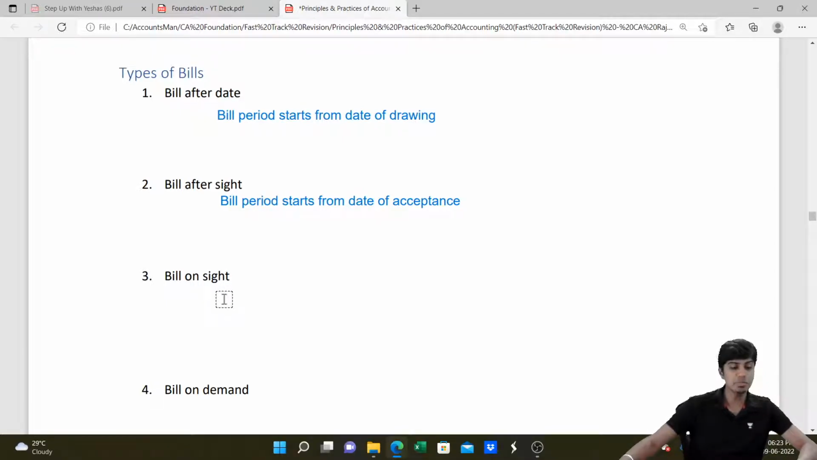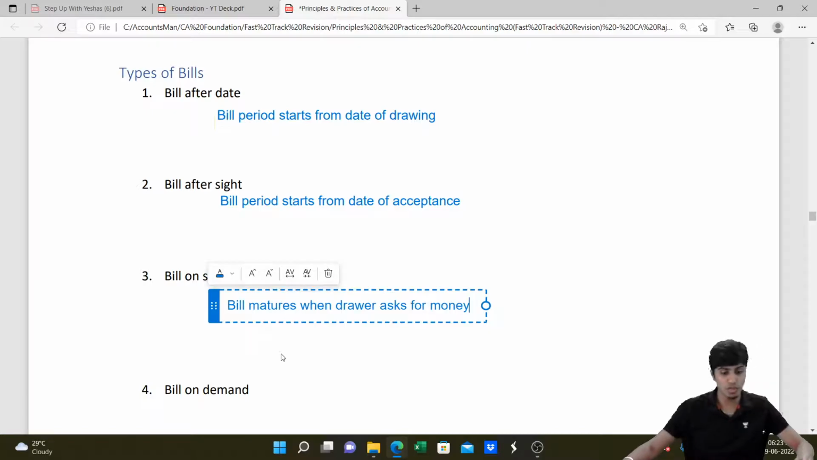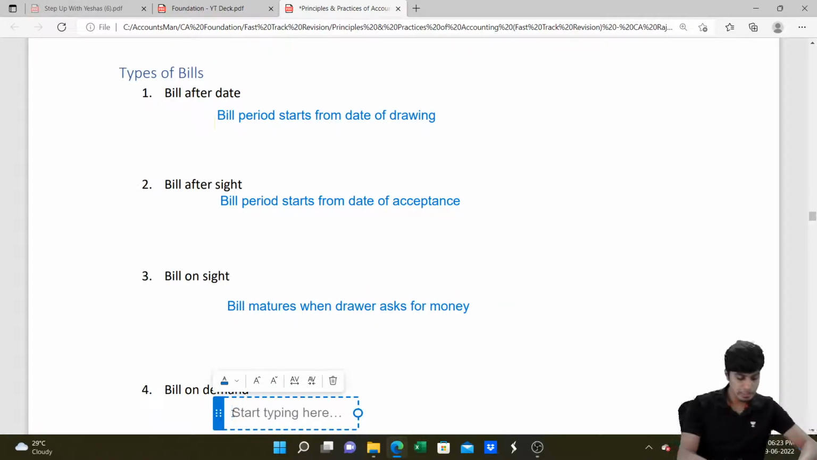However, if it is bill on sight or bill on demand, the bill matures when the drawer asks for money. There is no concept of bill period. The drawee should pay money to me whenever I ask for money. The bill matures when the drawer asks or demands.